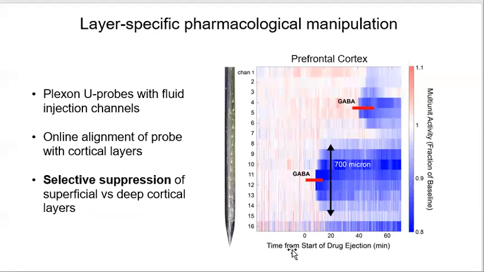In this example, we have time in minutes on the x-axis, and we have channel number on the y-axis. This is a 16-channel electrode. The colors represent multi-unit activity as a fraction of baseline. So here, this red horizontal bar represents injection of GABA, which is an inhibitory neurotransmitter, and the blue represents a decrease in multi-unit activity. So this is actually a neuronal suppression. And you can see this neuronal suppression is localized to the area surrounding this fluid injection port. This selective suppression can be achieved in either superficial or deep cortical layers.